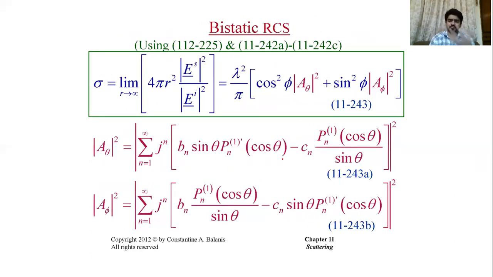From that, we can find the radar cross section of this kind of sphere, a PEC sphere, because we applied that boundary condition for E theta, right? So this is for the sphere. This is the expression of the radar cross section, the bistatic radar cross section, where A theta is given by this expression and A phi is given by this expression.